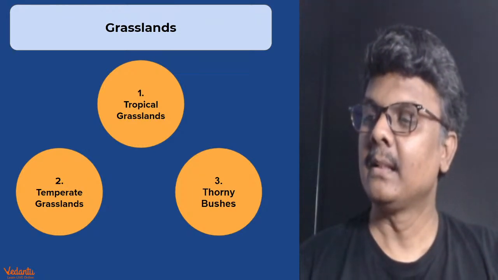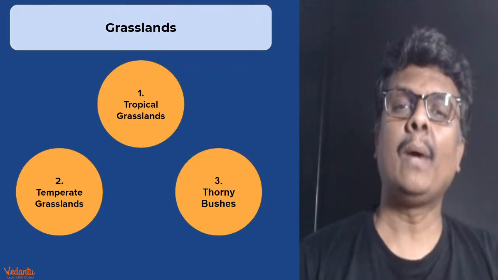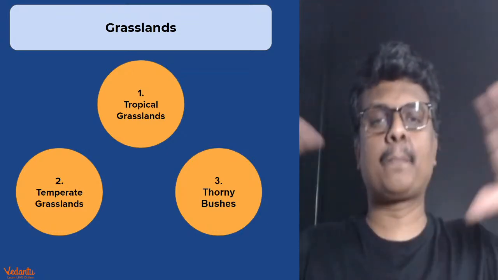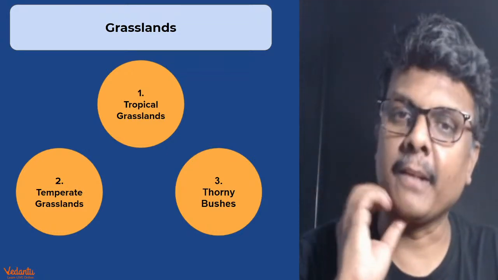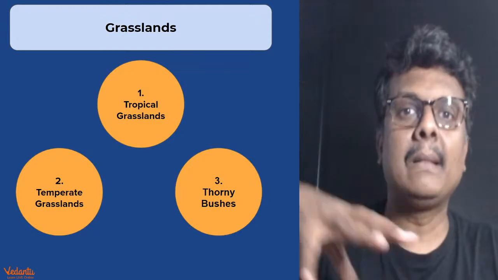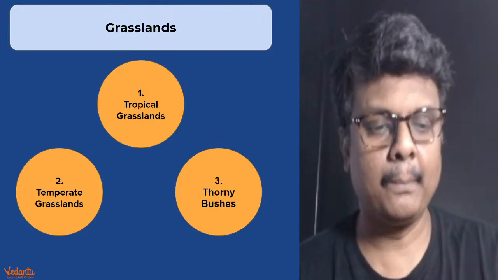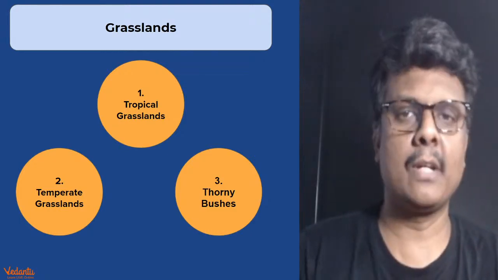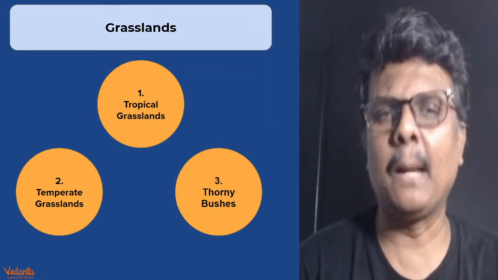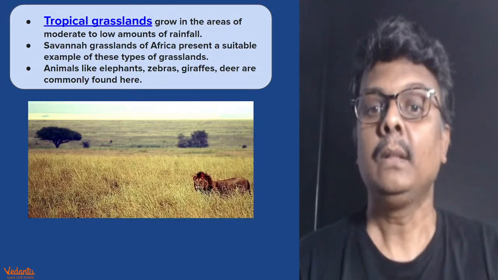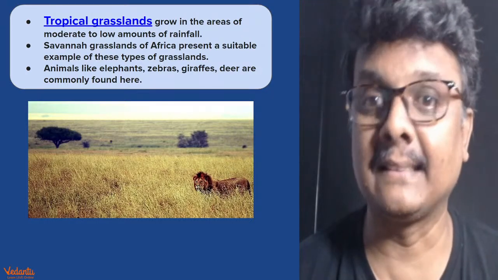Exactly. Anjali Yadav, you have in that type of vegetation, you have grass spread across their geography. Right? But that grass itself, you see different types. One is tropical, temperate and thorny bushes. Thorny bushes, someone was telling already, right? Typically happens in deserts. Let's start with tropical grasslands.